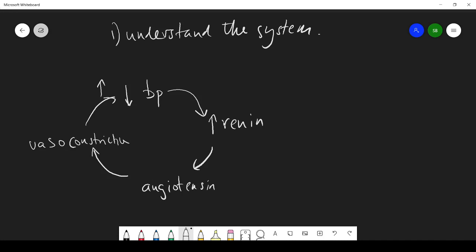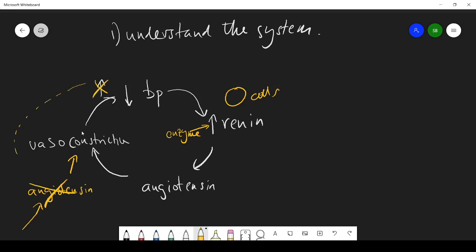So what you would do is you pick a target. So for example, you might look at the cells which secrete the renin, for example, and you might say, I'm going to target the cells, and I'm going to actually target the enzyme which produces the renin. Or here, for example, you might say, well, here we've got angiotensin receptors. What I'm going to do is I'm going to find a drug which blocks these, and that should therefore block the rise in blood pressure.